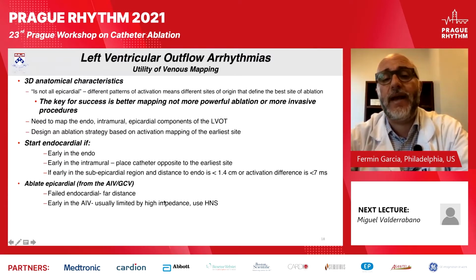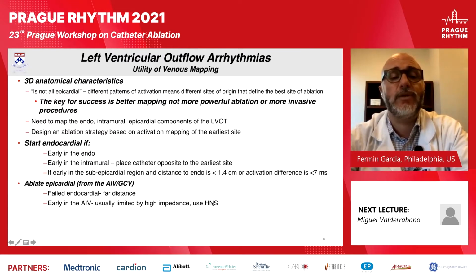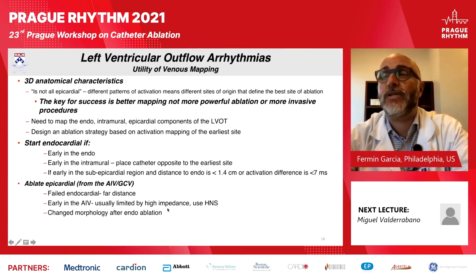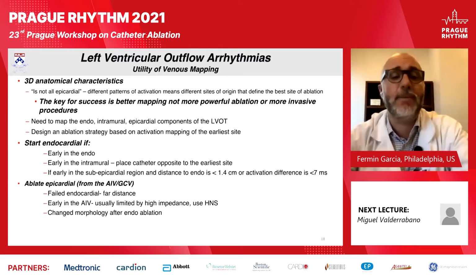Here you find high impedance, you have to modify the system, you may use half normal saline, which might allow you to deliver a better lesion. You also go to the epicardial when you ablate it in the endo, and you notice that you have a change on the morphology of the 12-lead EKG, and you change the exit towards the epicardium, so you can go and then target the epi.